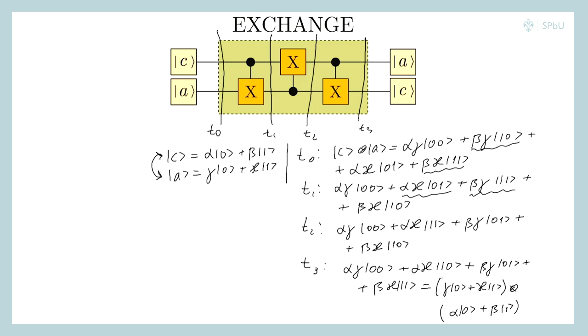Now at the output we have qubits not C and A, but A and C.